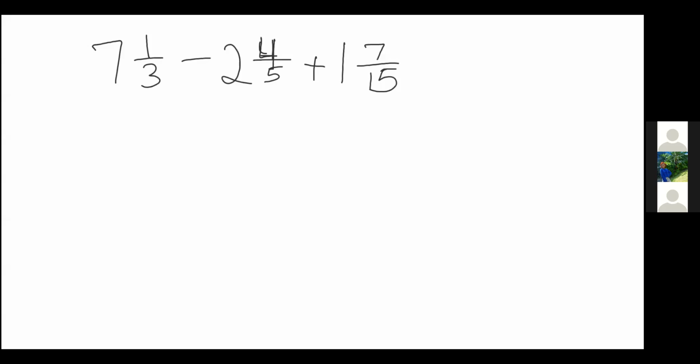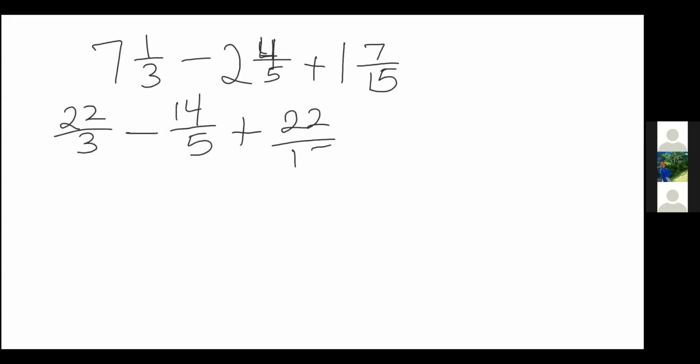Change into improper fraction. So that's going to be 7 by 3 is 21, so 22 over 3, minus 2 by 5 is 10, 10 plus 4 is 14 over 5, add 1 by 15 is 15, 15 plus 7 is 22 over 15.